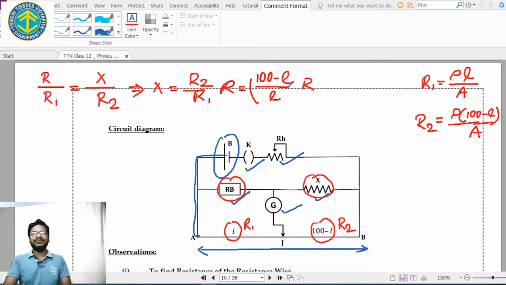So we have to find out the length at which we are getting the null point, that means the balance condition. Our job here is to first make the circuit, the entire circuit, and then put a certain resistance in the resistance box RB. Suppose RB takes 2 ohms or 3 ohms or 4 ohms likewise, and then we will find out the length at which we are getting zero deflection in this galvanometer. These are the steps we will do one by one. The detailed discussion is given in the PDF. You will read the PDF, you will understand everything.